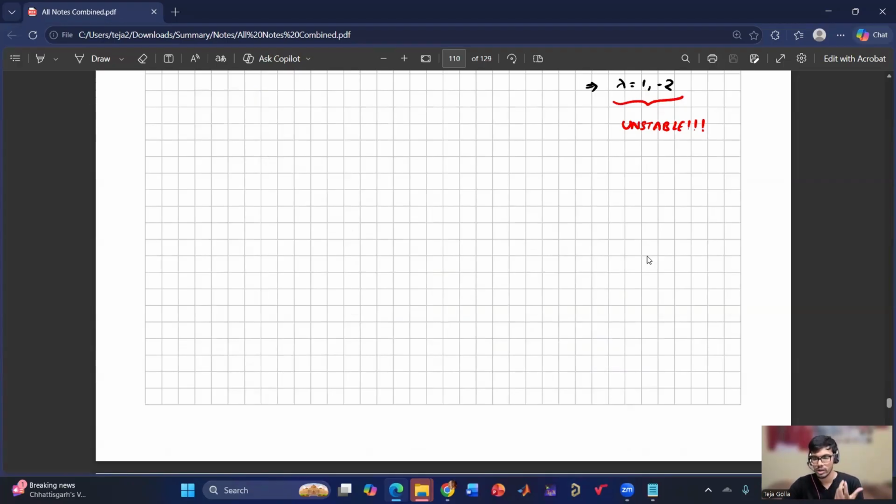If you ask me, sir, how is it possible? The standard example is the simple pendulum. At the bottom, it is stable because after any perturbation, it will come back. Whereas at the top, if I give any perturbation, it will move away from that operating point and reach the stable equilibrium point. So the bottom point is the stable equilibrium point, and the top point is the unstable equilibrium point. There are two equilibrium points, one unstable and the other stable.